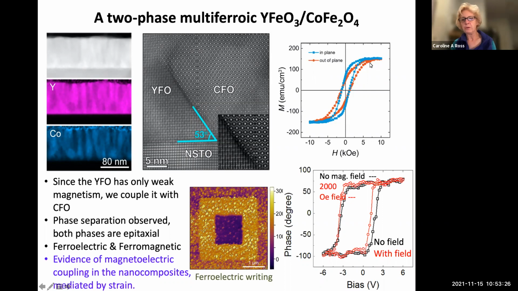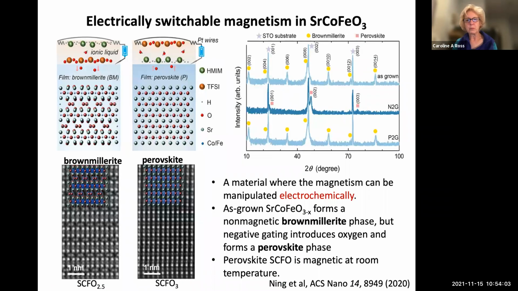And they even have both substantial magnetism, which is coming from the cobalt ferrite, and substantial ferroelectricity coming from the YFO. And these, in fact, are multiferroic, because if we apply a magnetic field, we can influence the ferroelectric response. And although we haven't measured it, I would expect that if we apply an electric field, we can influence the magnetic response. And those couplings are due to strain transfer between the two phases, which means that they're coupled to each other.